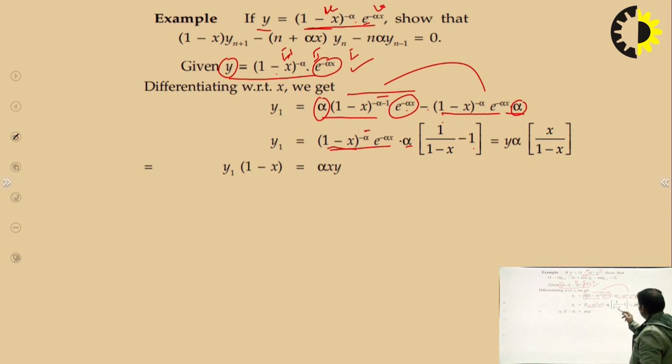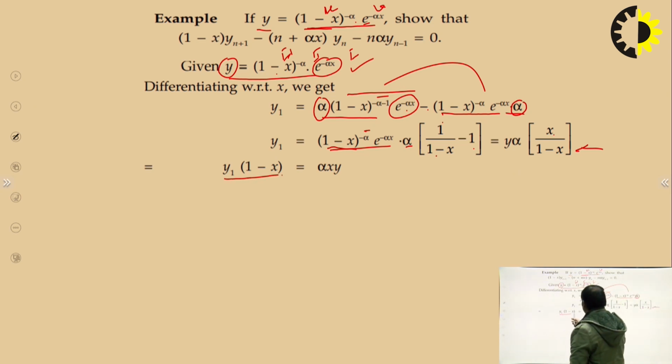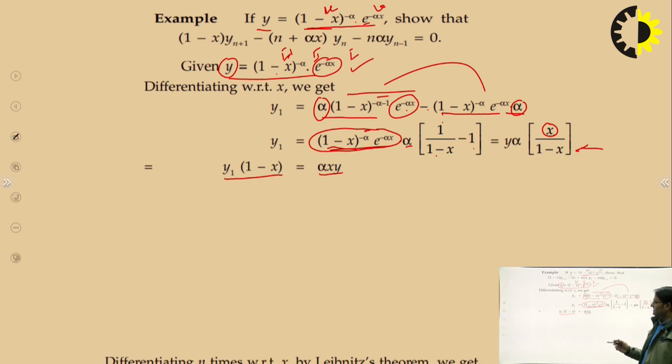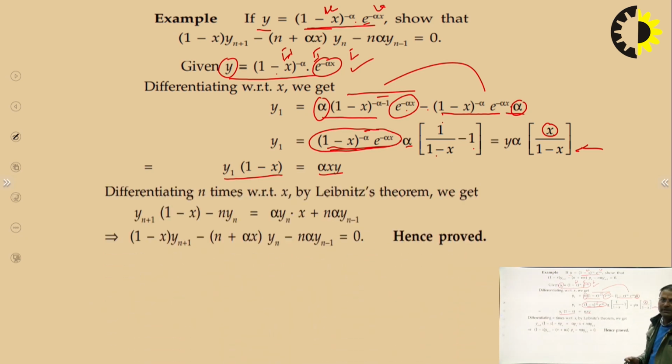Now take the product of (1 - x) here, so it should be x upon (1 - x). Kindly transfer this (1 - x) from the denominator to the numerator on the left hand side. It can also be written as y1 times (1 - x). And now what has happened? This is your α, this is your x, and it can also be written as αxy. This is the perfect form of Leibniz theorem.